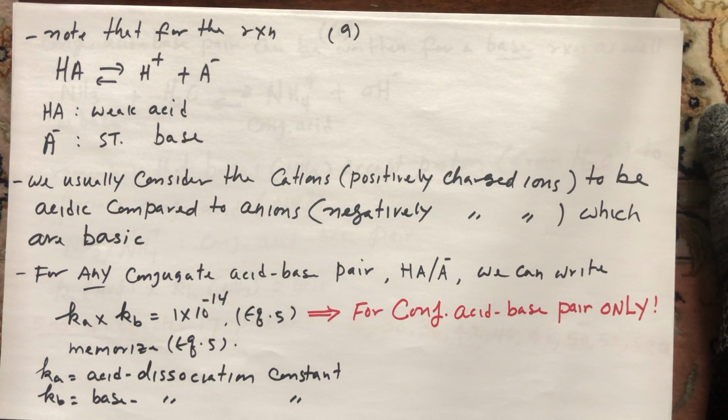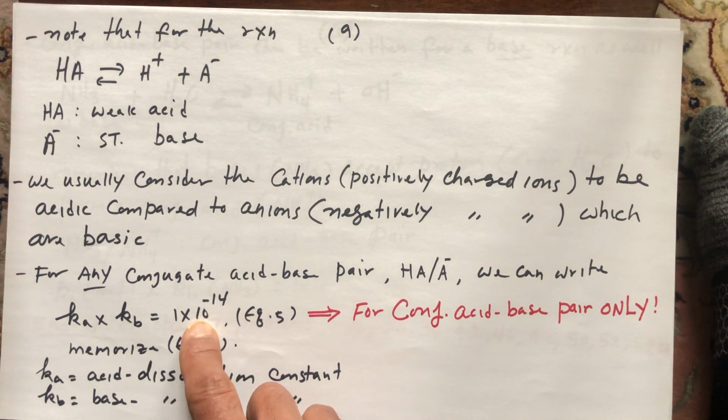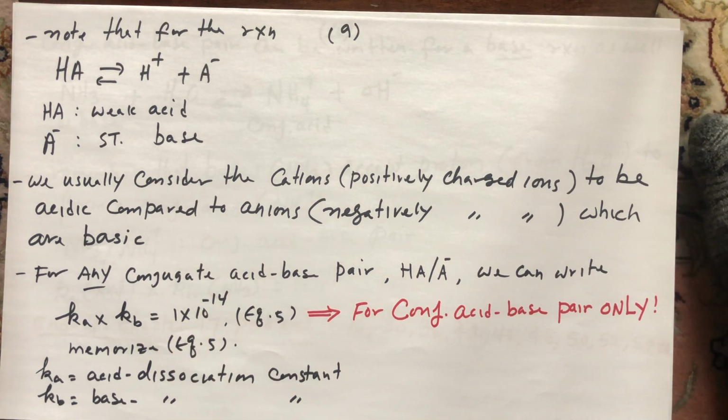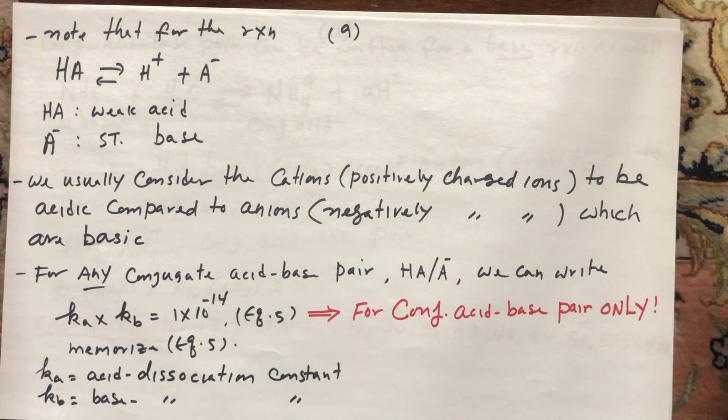Now for any conjugate acid-base pair, for example HA, A minus, we can write that Ka times Kb is a constant, 1 times 10 negative 14, which we saw previously when we wrote the Kw for the autoionization of water. So this 1 times 10 negative 14 pops up quite frequently in acid-base equilibria.